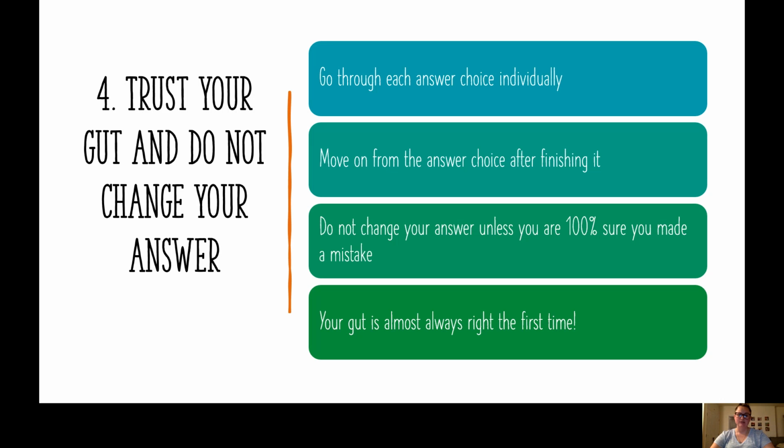You want to go through each answer choice individually, move on from the answer choice after finishing it, and do not change your answer unless you're 100% sure you made a mistake on that question. 99.9% of the time, your gut is almost always right the first time when you pick that answer choice. When you go back to a question, you're going to overthink it, rethink it, bring in more information than's necessary, and pick the wrong answer by changing it.